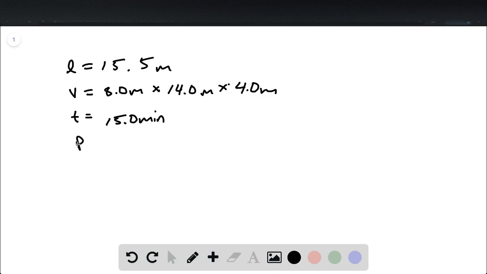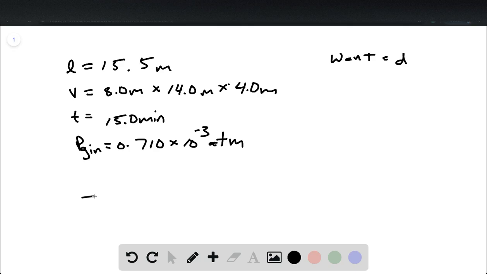And the gauge pressure at the incoming side of the air duct, we're told, is 0.710 times 10 to the minus 3 atmospheres. And what we want to know is D, the diameter of this pipe. So we have an air duct coming into a room. And this is also an air duct, so we know that air is the fluid flowing.